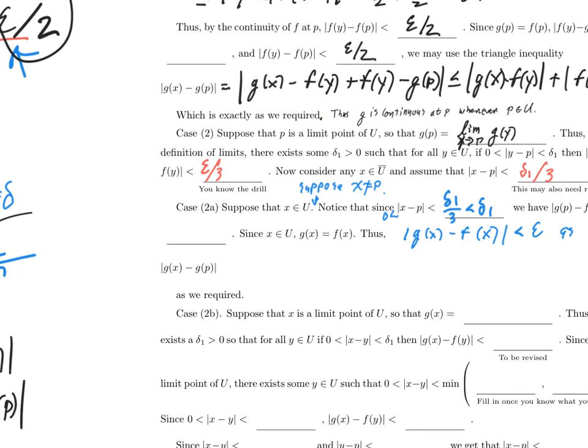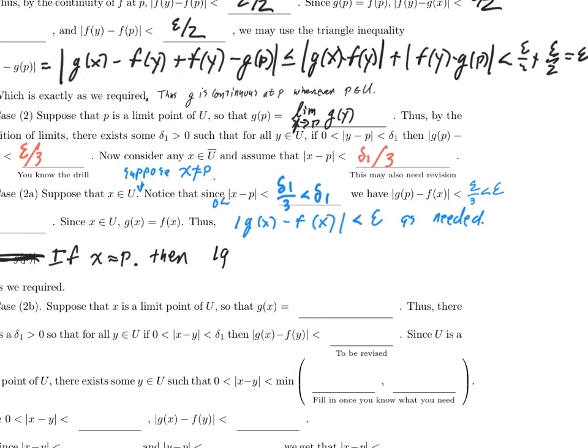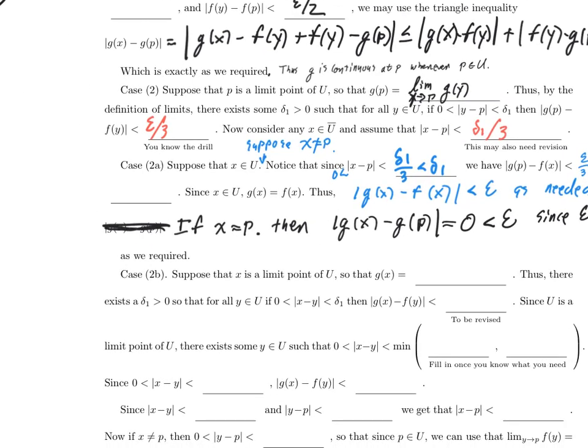But since we added an assumption, we need an extra case. If x is equal to p, then I'll need to change things up a little bit. Then the absolute value of g of x minus g of p, well, g is actually well defined, is equal to 0, which is less than epsilon, since epsilon is greater than 0. So there is that silly, trivial case, but you need to deal with it.